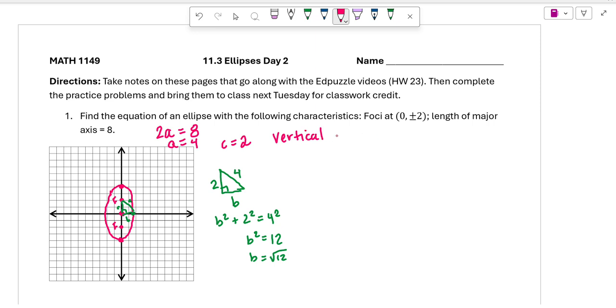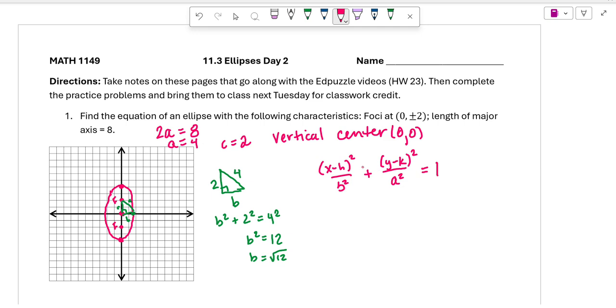And also that the center is (0, 0). We kind of said those things, but didn't write them down. So when it's in the vertical direction, that means that a squared is going to be under the y squared, the larger number there. That's b squared under the other. And then we have (x minus h) squared on the top and (y minus k) squared on the bottom, on the left and right, sorry. And that's all equal to 1.